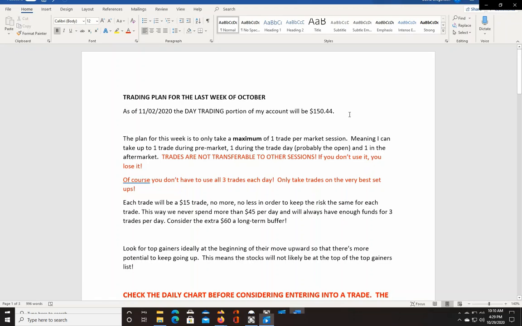I started off the week with like $152.39 in my day trading account, and you can see I'm down a little bit, almost $2. Most of the reason why I'm down is because of the trade today, and then one other big mistake that I made that I have now added into this plan so that I don't make those again in the future. And that's really the only way you can avoid repeating the same mistakes over and over again.